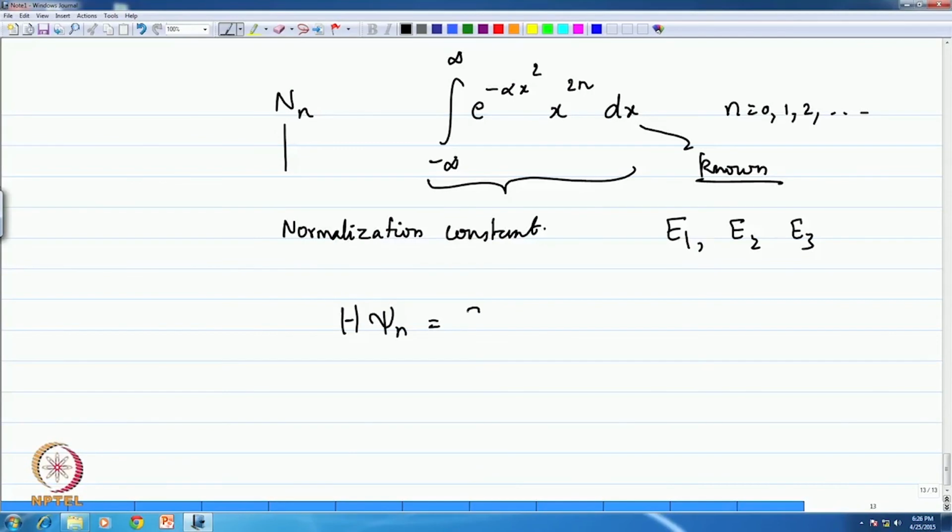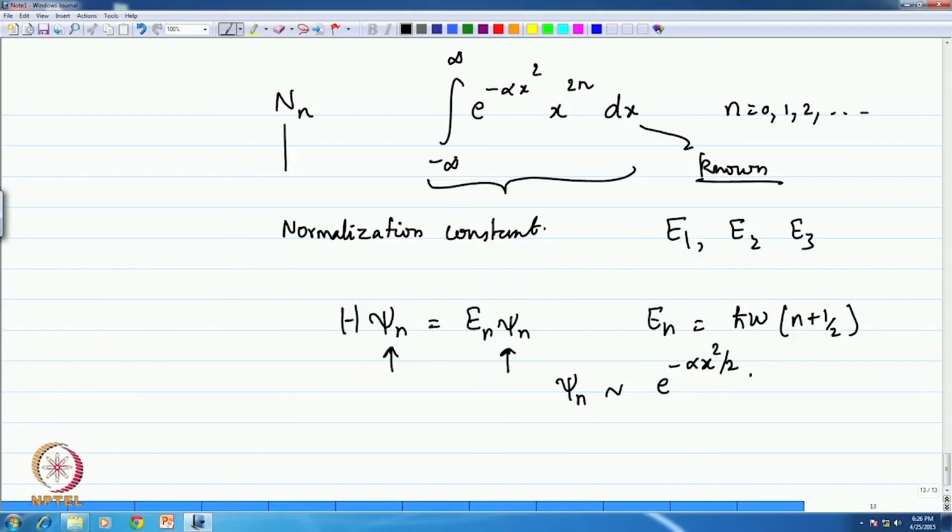So, the solutions of H psi n equal to E n psi n are given as h bar omega n plus a half for the E n and the psi n as exponential minus alpha x squared by 2 times h n of root alpha x. In the next part we will see what these things mean in terms of pictorial representations and also the probabilities and an important concept known as the zero point energy.